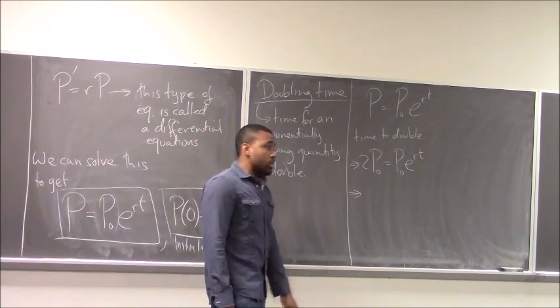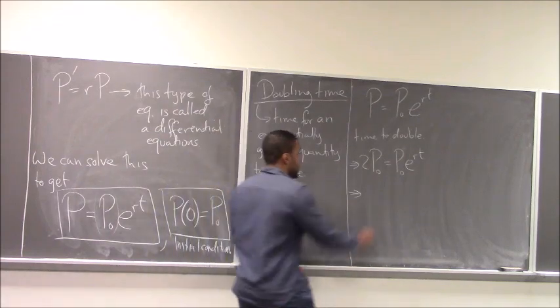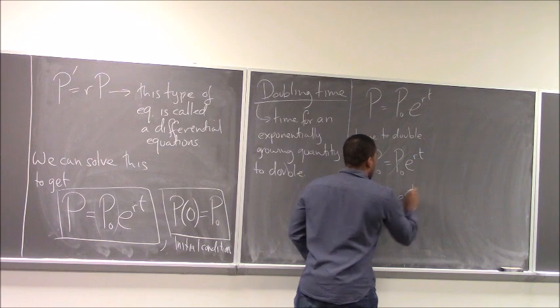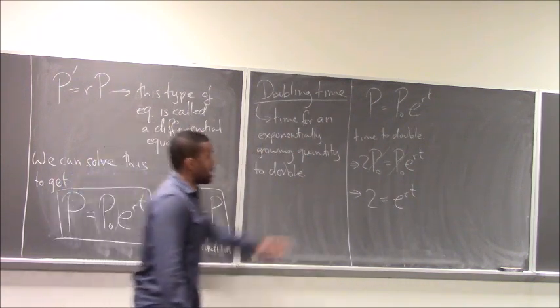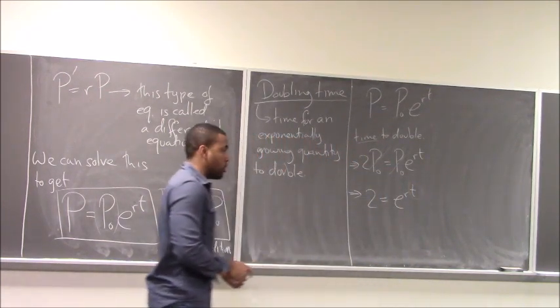Right, so that's how you can do it. Now, this P naught is some non-zero amount, the amount of something we're measuring, so we can divide both sides by that, and we end up with 2 equals e to the rt. How do I actually solve for t? I care about the time to double, which means I need to solve for t. In that equation, how would we solve for t?